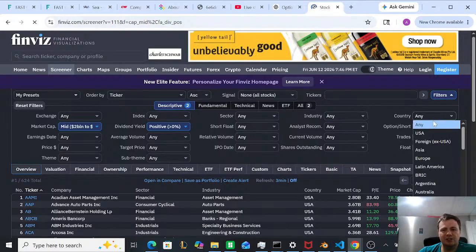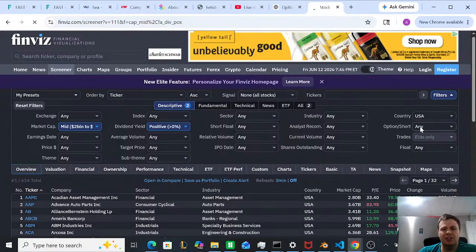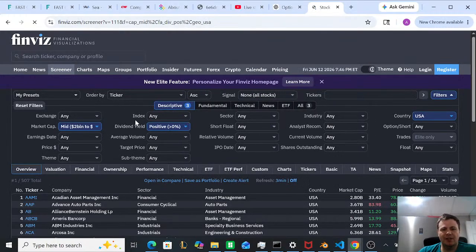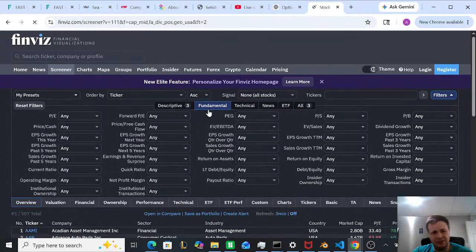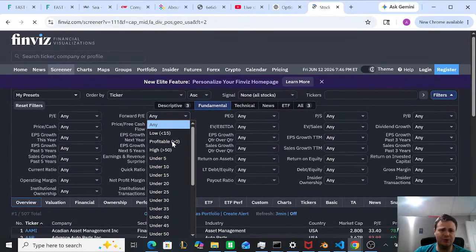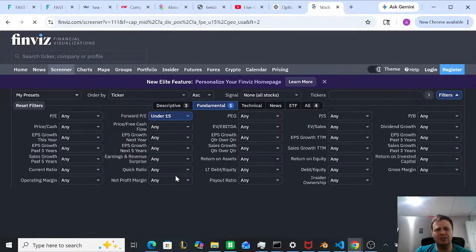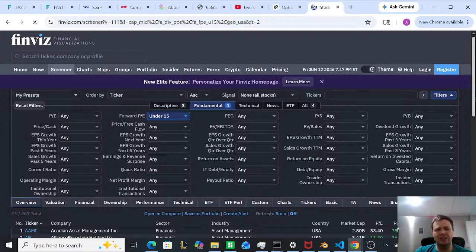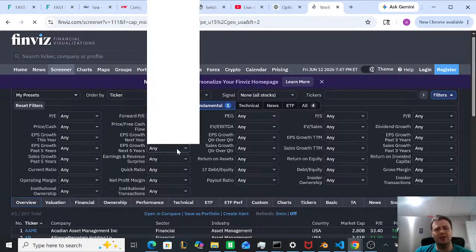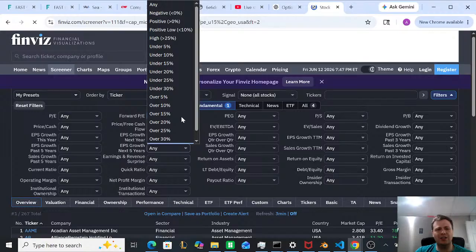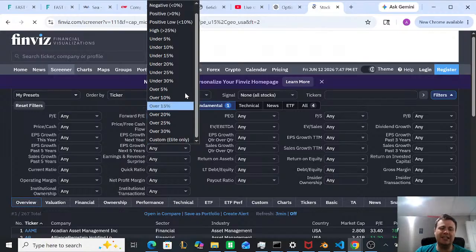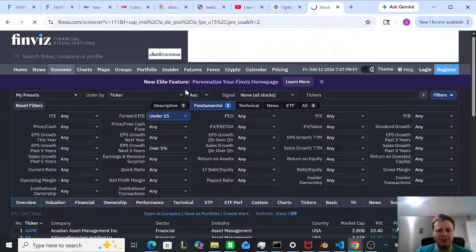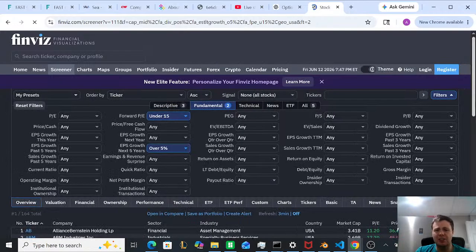I really only like to look at U.S. companies. Then I can look at their fundamentals. On this tab here, I want to look at their forward PE, under 15. And then I want to look at earnings. I want to look for one where the analysts are predicting earnings to grow over 5%.